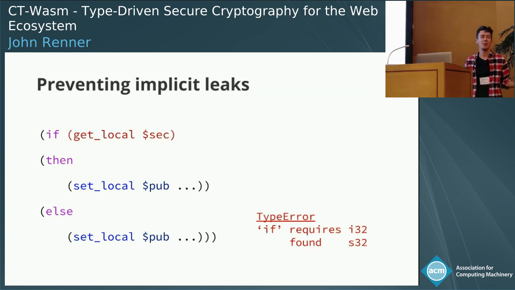And we're going to say, you cannot branch on secrets. And while this may seem draconian, it actually is totally fine for implementing crypto, which we'll demonstrate with our algorithm implementations later.